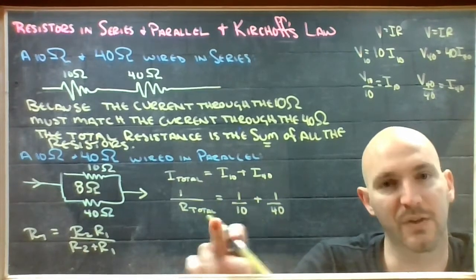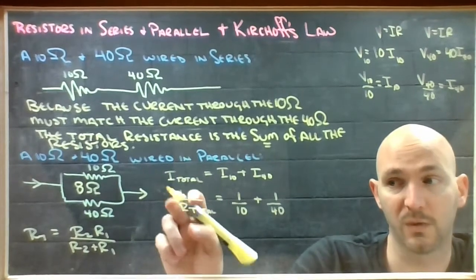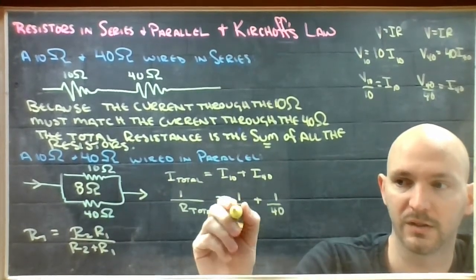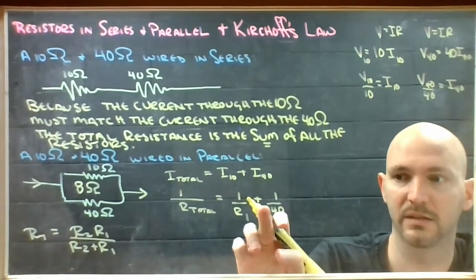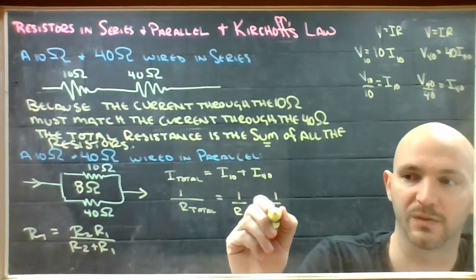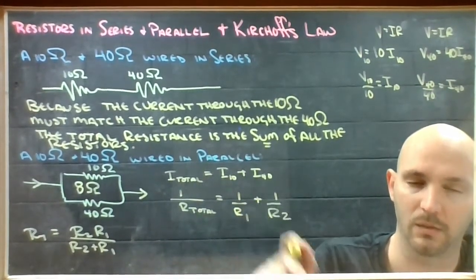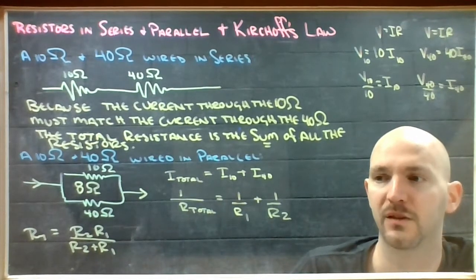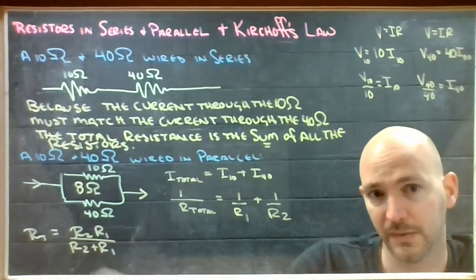And I get this very familiar thing again, right? 1 over the R total is 1 over the resistance of resistor 1 plus 1 over the resistance of resistor 2. So that's where this comes from.